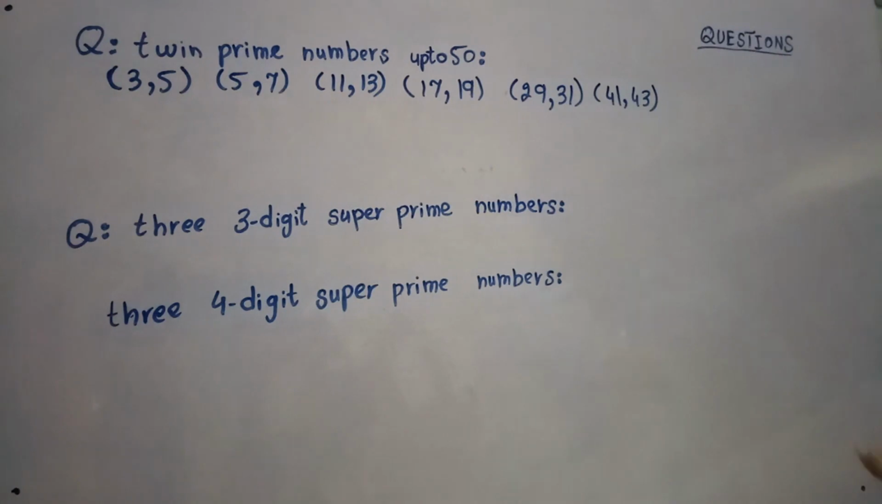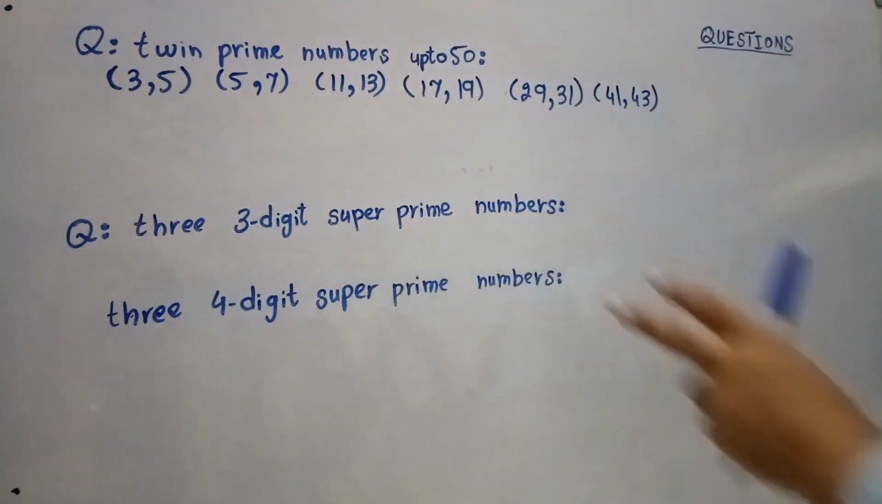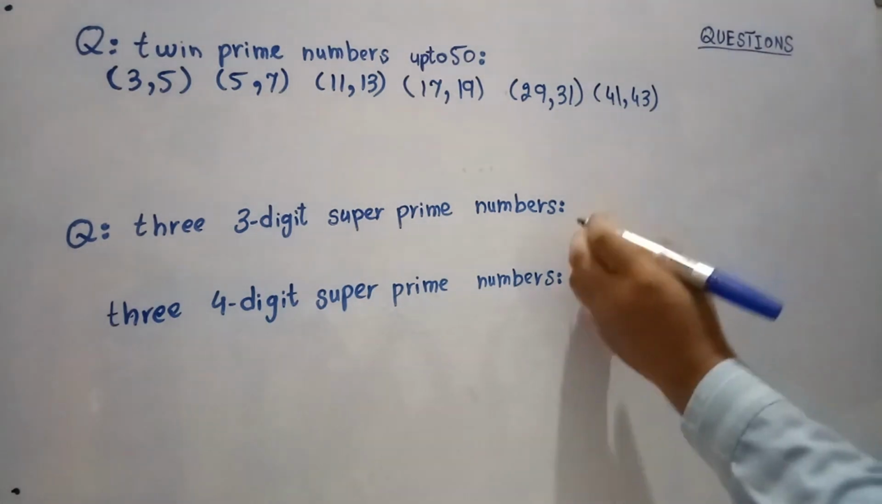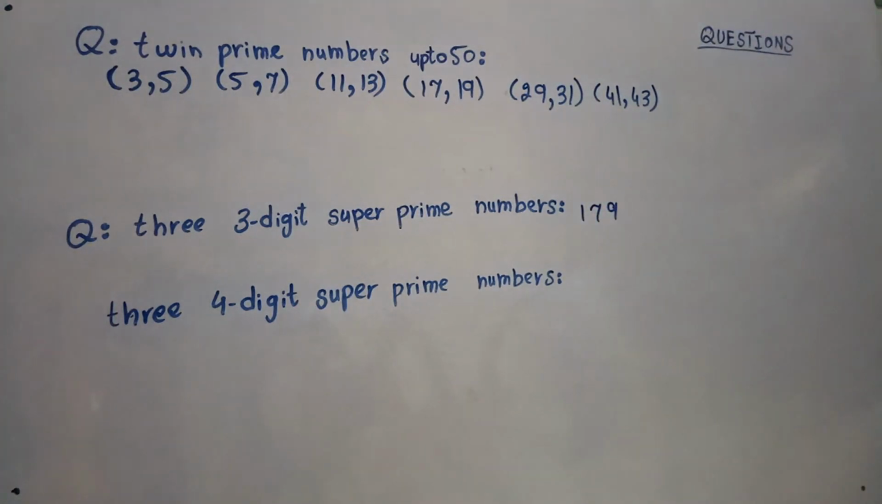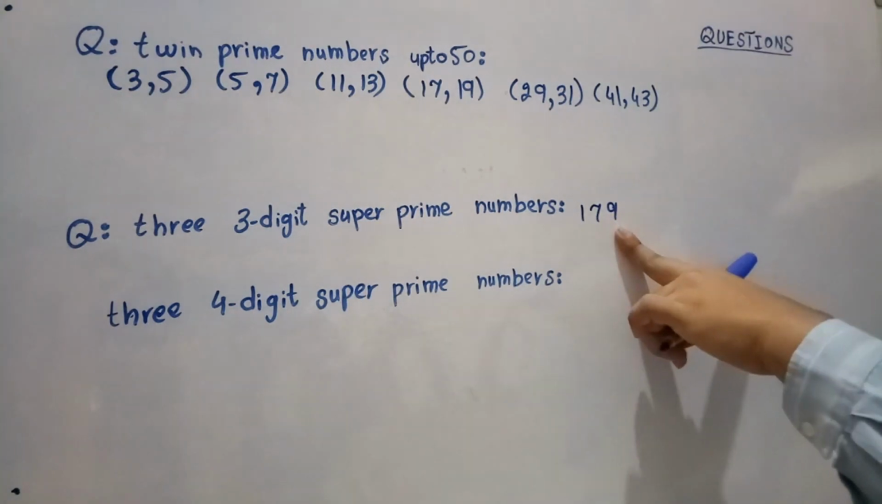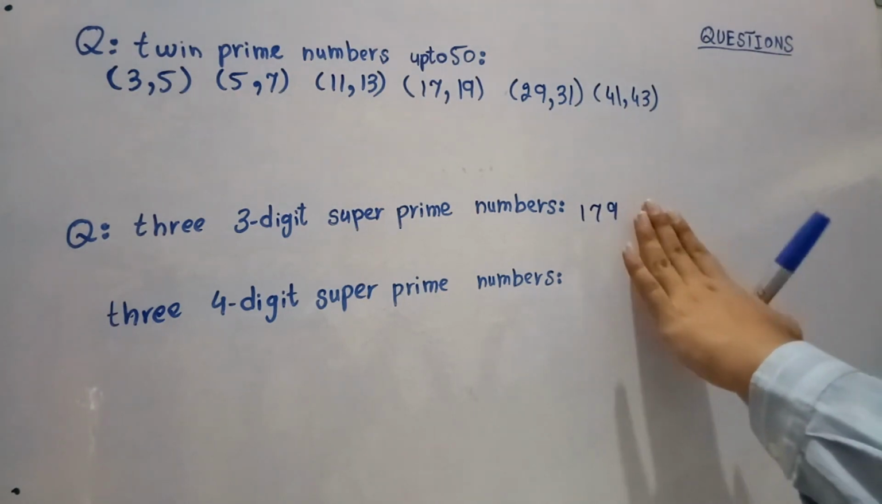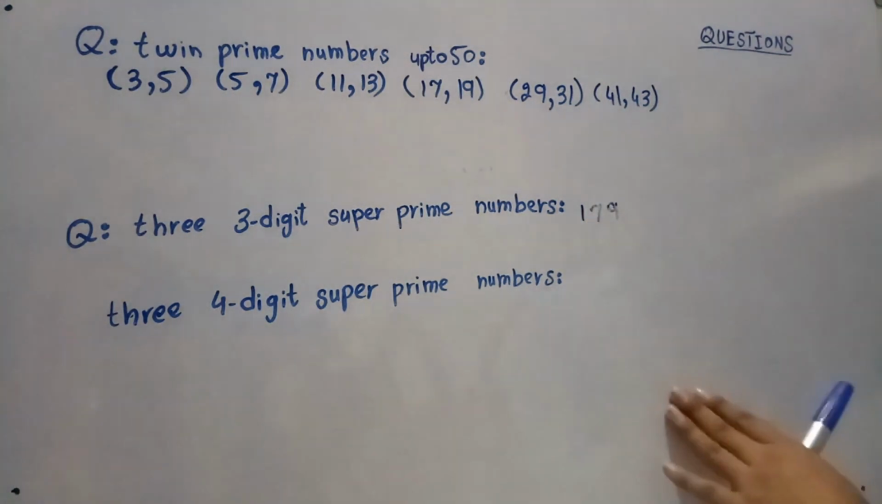And now, a question related to super prime numbers. We have to write 3 numbers containing 3 digits which are super prime numbers. So let's write the 3 digit super prime numbers. Let's take 179. All right, 179 is a super prime number, because if we remove 9 from here, we are left with 17. 17 is a prime number. And then if we remove 7 also, we are only left with 1. Okay, so 1 is also a prime number. So 179 is a super prime number.